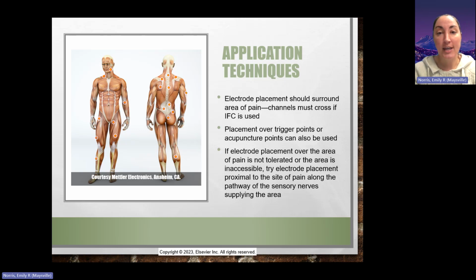And if the patient can't tolerate having the electrodes placed directly over the painful area, you could place them proximal to that painful area and in the same pathway that's supplied by that sensory nerve. So whatever nerve supplies the area where they're painful, if you get in that same sensory pathway and put it proximal to that, it could create similar effects.